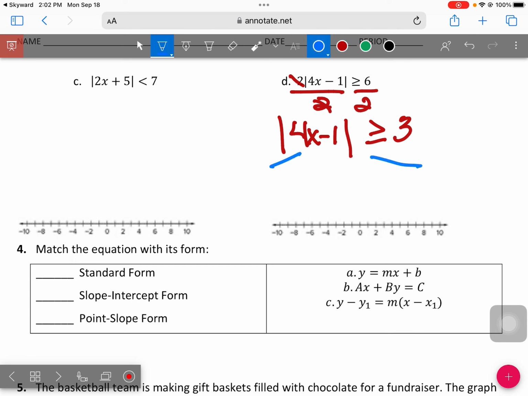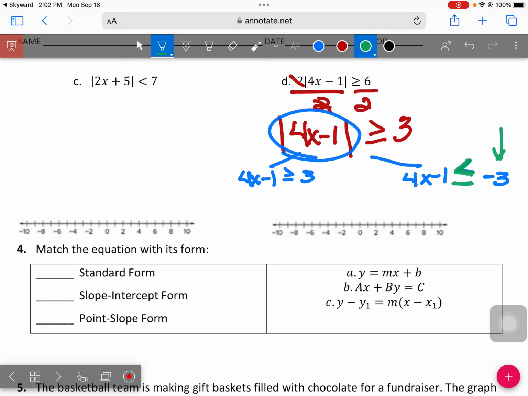Break it down into the two cases. If this is greater than or equal to 3, then I need to compare it to 3 and negative 3. So 4x minus 1 is greater than or equal to 3. And 4x minus 1, that's right, because I need to compare it to -3, that means I need to divide by a -1, which means I need to flip the sign. Flip this sign. Okay? That's only in an inequality when you set it equal to the negative value.